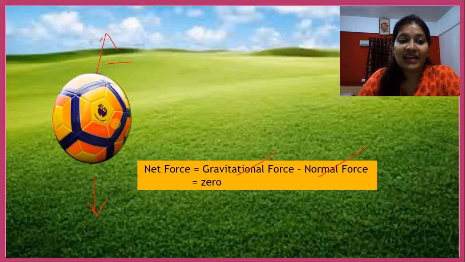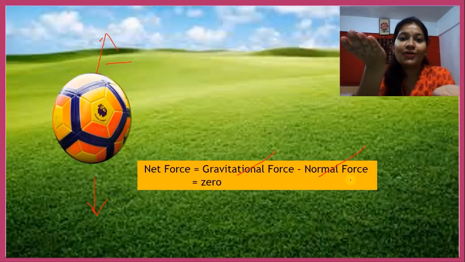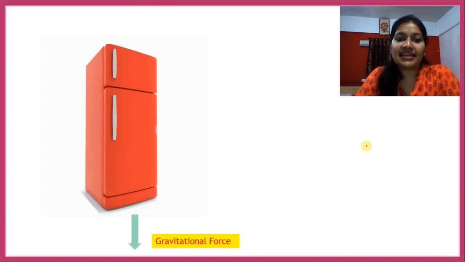So balanced force means gravitational force ने balance किया किसको? Normal force को. Like this balancing. So balancing जब है तब net force क्या हो गया? 0 हो गया. और अगर एक भी force कम या ज्यादा होता है तब net force क्या होगा? 0 नहीं होगा. Clear? Okay, now let's move to second example.